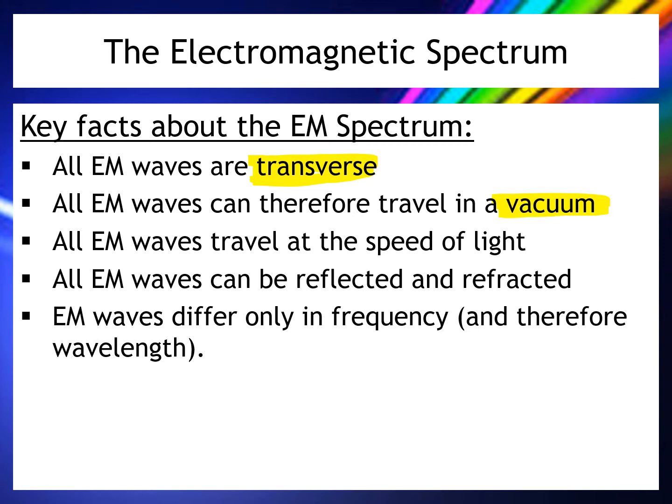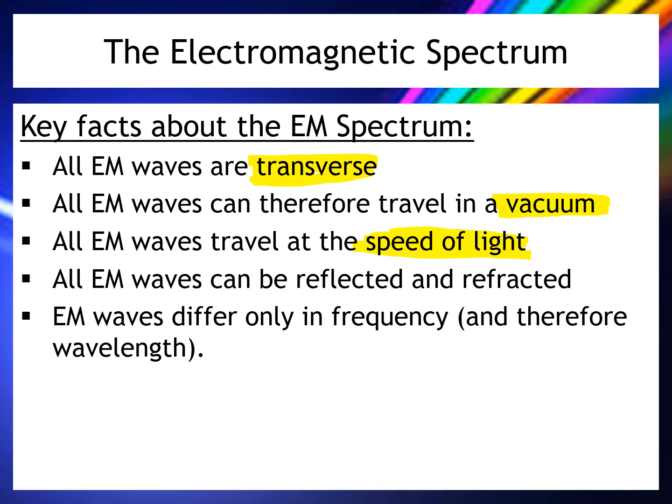So electromagnetic waves can travel through the vacuum of space. That's obviously how light rays get from the sun to us. All electromagnetic waves travel at the speed of light. Now we know that light travels at the speed of light, that's obvious, that's what the name means, but actually every single wave on that electromagnetic spectrum travels at the speed of light. That includes the gamma rays, the X-rays, the radio waves and so on.